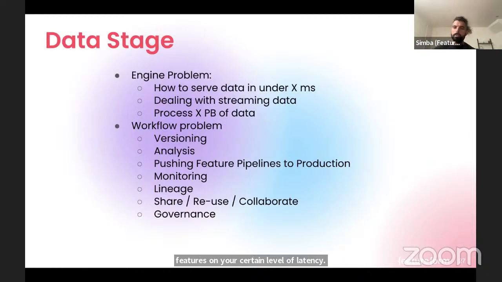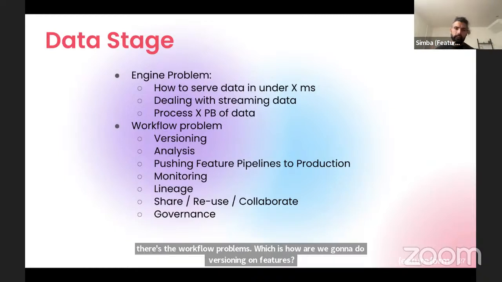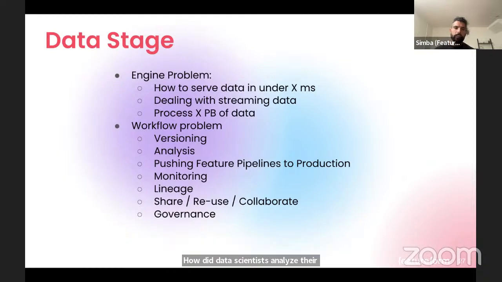Then there's the workflow problems, which is how are we going to do versioning on features? How do data scientists analyze their features? How do we get features out of a notebook in a production? What are we defining that in? How are we going to monitor features in production? Feature values change over time. They almost always will. How can you catch that before it causes errors?